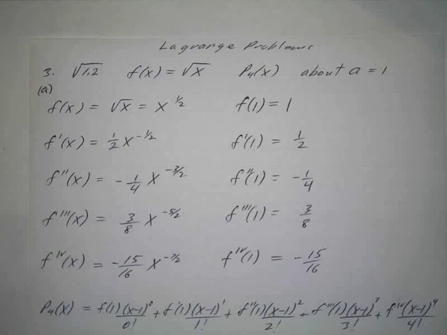Okay, here's some more of the Lagrange problems. This is number 3, and we want to find an approximation for the square root of 1.2. So I just let f of x be the square root of x, and I was going to find p sub 4. We want to find the fourth degree Taylor polynomial.